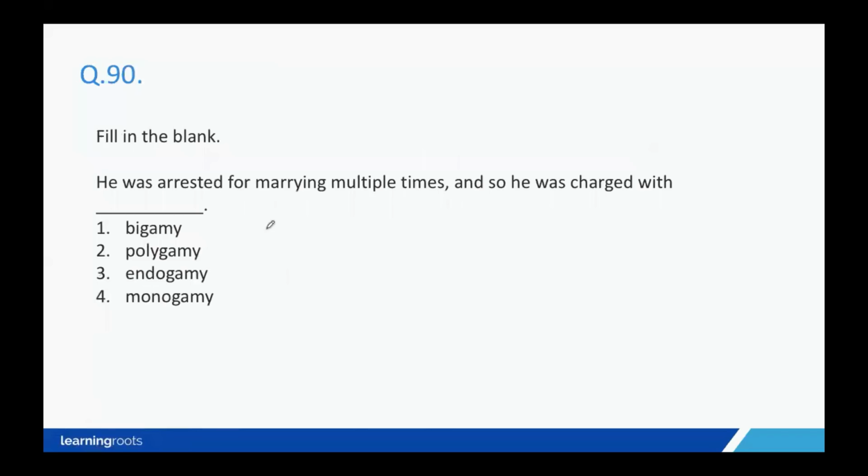Next one, he was arrested for marrying multiple times, and so he was charged with bigamy, polygamy, again gamy, talking about marriage. Okay, but what are these? Bi is of course two, poly is many. We already saw this with polymath and polyglot and so on. Endo basically refers to marriage only within a particular tribe or caste and so on. And mono is single, one. So in this case, multiple times clearly talks about polygamy, right? So two should be the answer in this case.